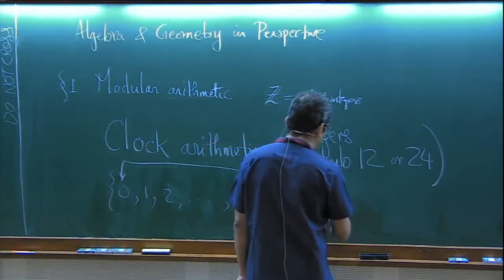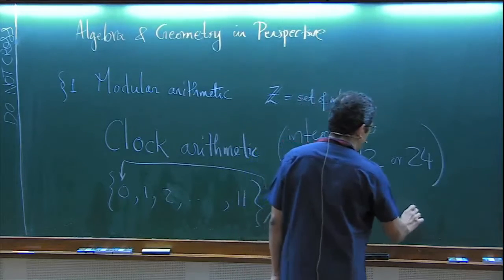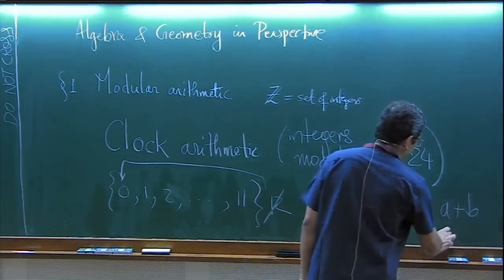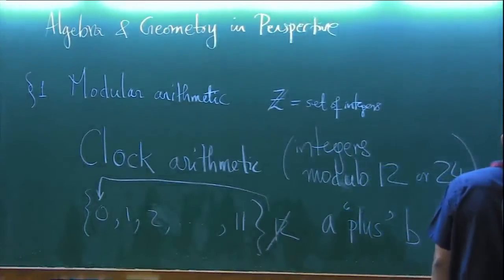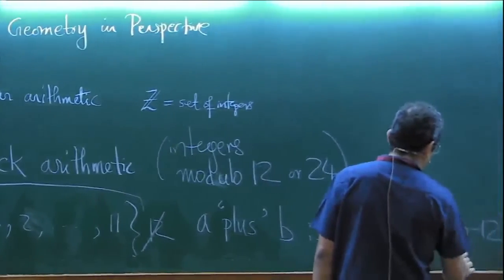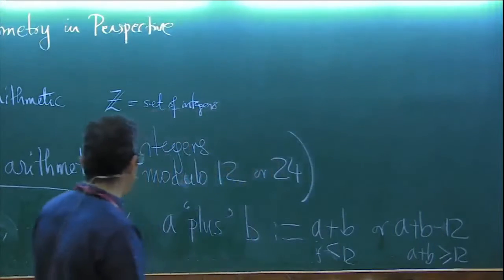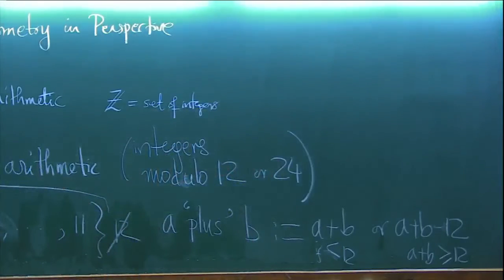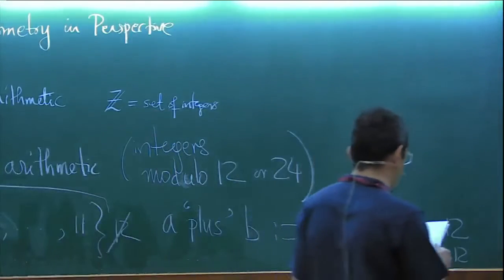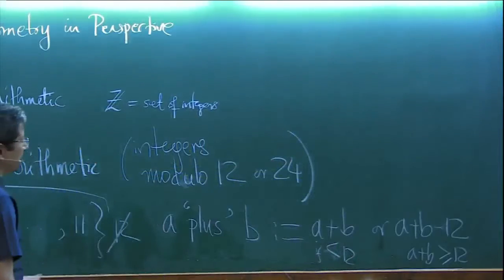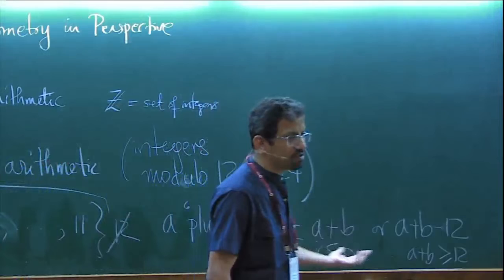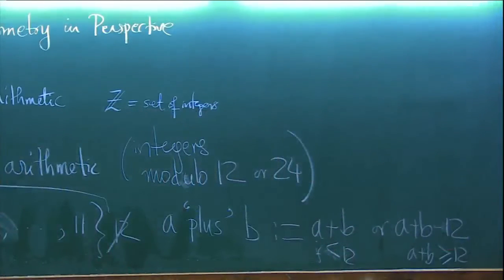You take a and b in this set, and you define a plus b to be either a plus b if it is less than 12, or a plus b minus 12 if a plus b is greater than or equal to 12. That is how you would define addition for these numbers. More generally, we can rephrase this by saying that a plus b is nothing but you do the usual addition and look at the remainder modulo 12, the remainder after dividing by 12. Both cases come under that. The remainder has to be in this set, and that's what you look at.